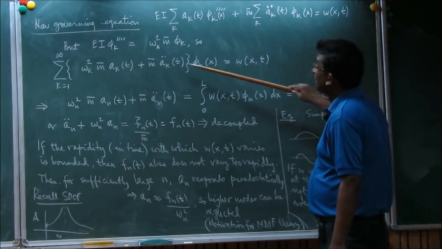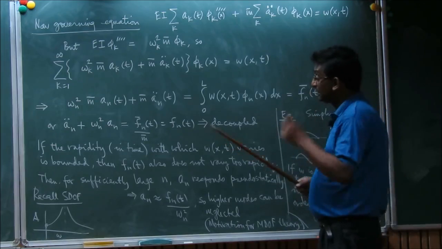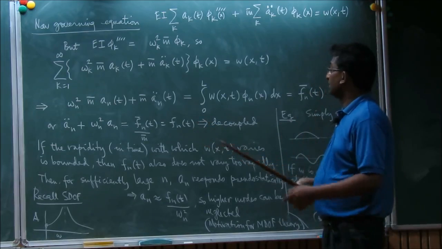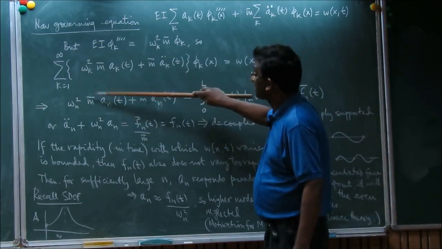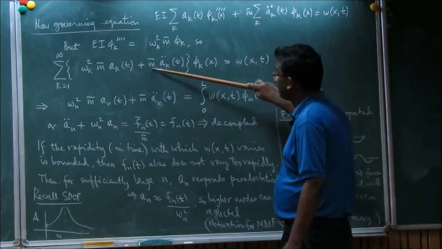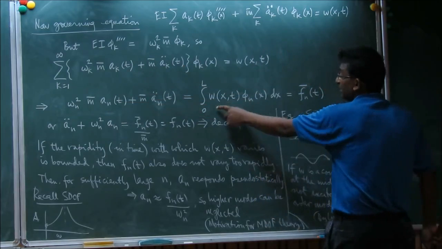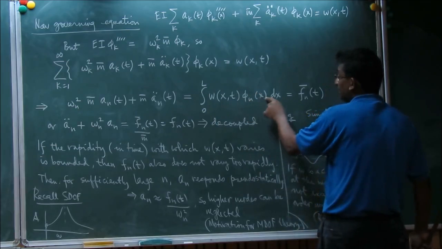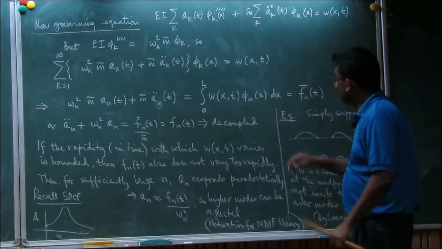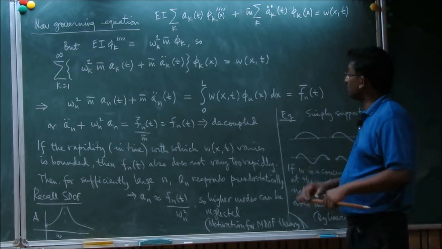What do I do now? I multiply the left and right with phi n of x, integrate from 0 to L, thereby eliminating x. This side I get omega n squared m bar a n of t plus m bar a n double dot of t. On this side I get the integral of w of x and t from 0 to L multiplied by phi n of x dx. Remember, there is a free parameter here, n, an integer parameter depending on the mode shape that I've used.